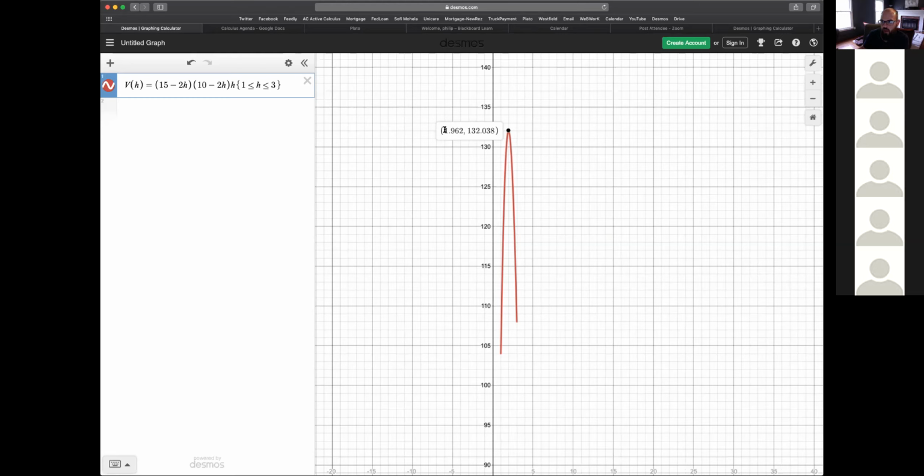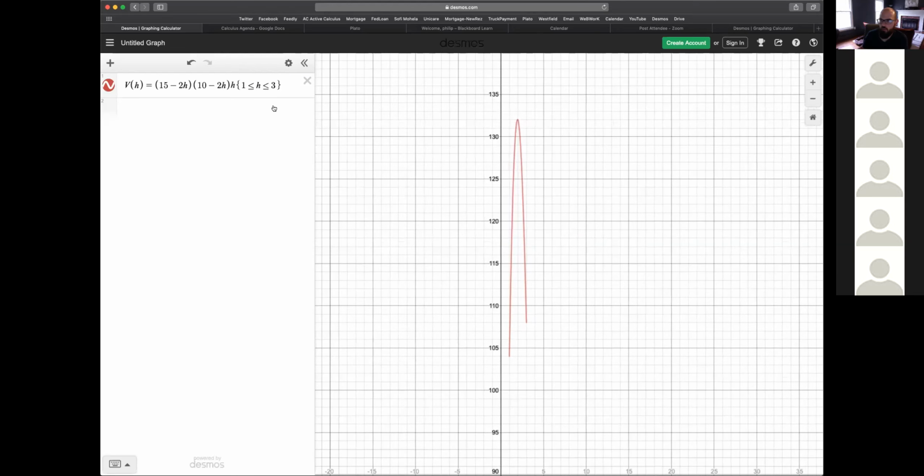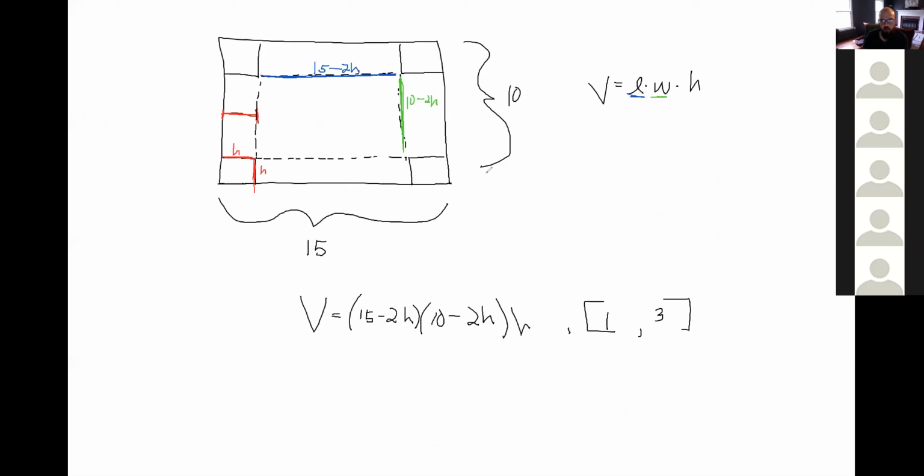So when we have a height of 1.962 inches, we should have a volume of approximately 132 cubic inches, right? So this would be our maximum volume. And so we'd say the maximum volume occurs when we create a height of 1.962 inches. Right, so if we go back, our whiteboard is shared here. Okay, so we kept this.